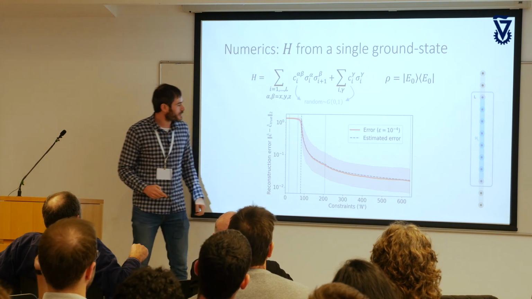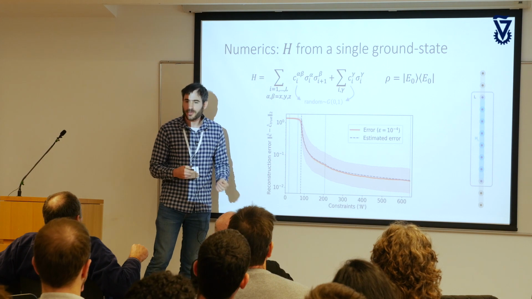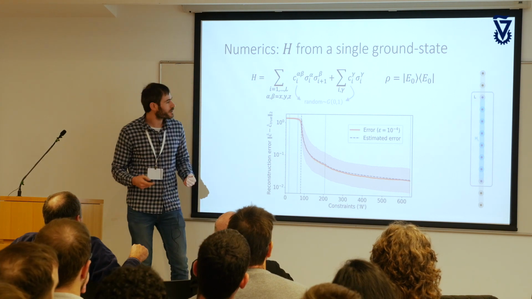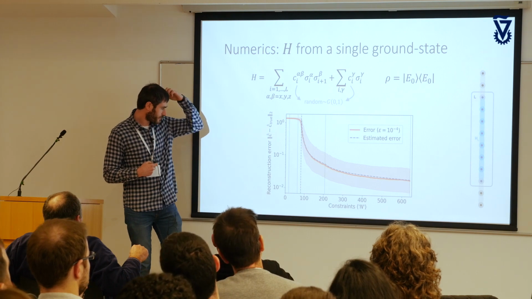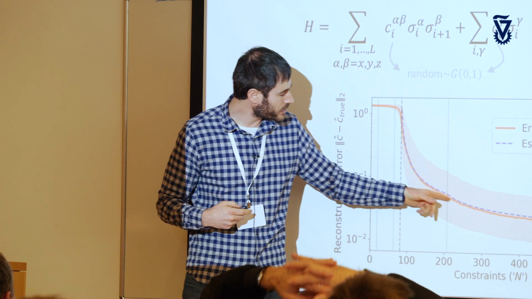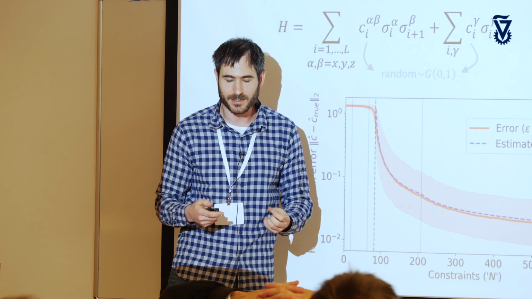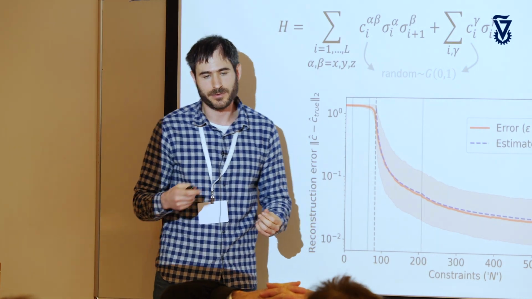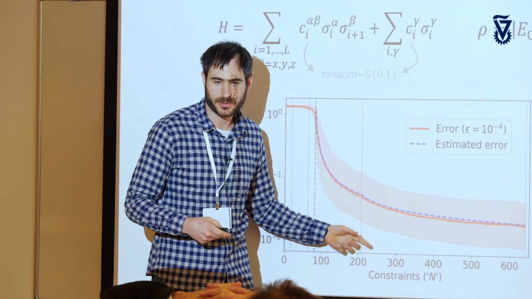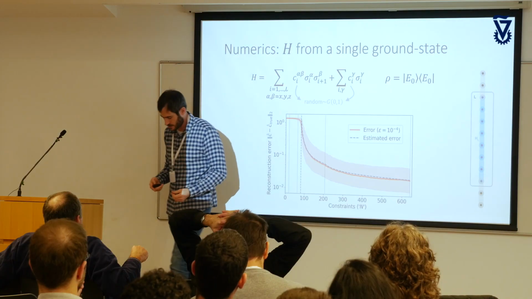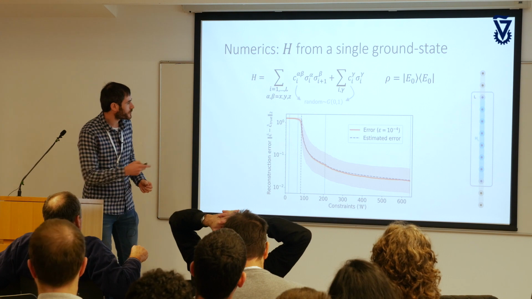Okay, so we see that it works for ground states. We can recover the Hamiltonian from its ground state. Actually, the accuracy to which we recover the Hamiltonian is only limited by the measurement noise. If we decrease the measurement noise, we will recover the Hamiltonian to an arbitrary accuracy. So this is for ground states.